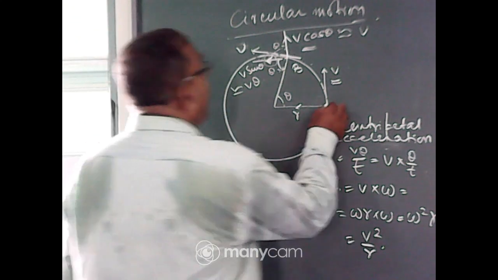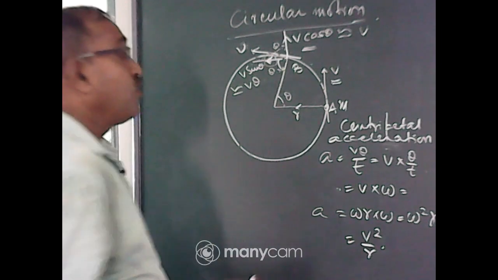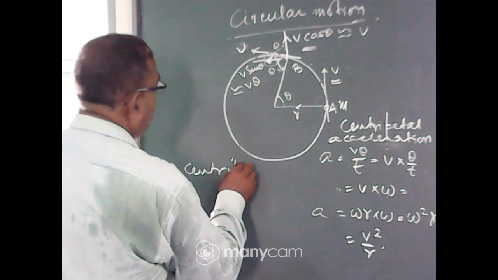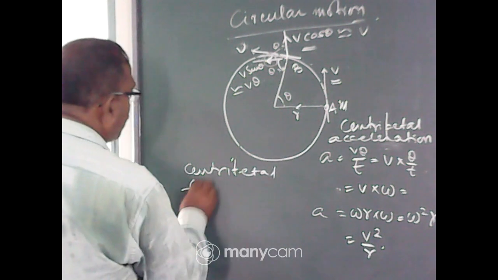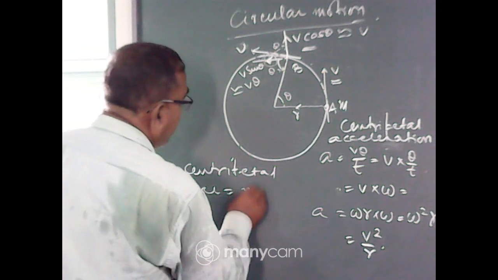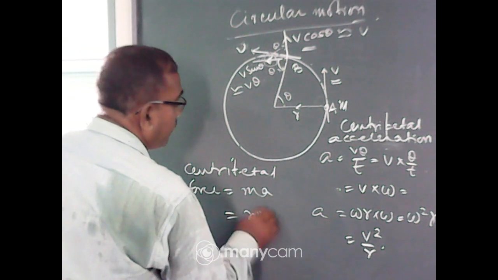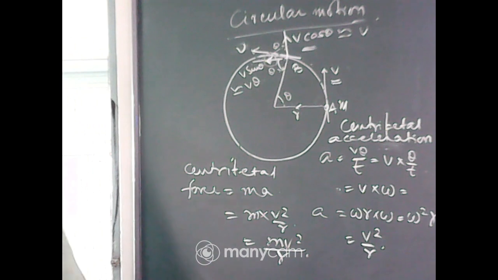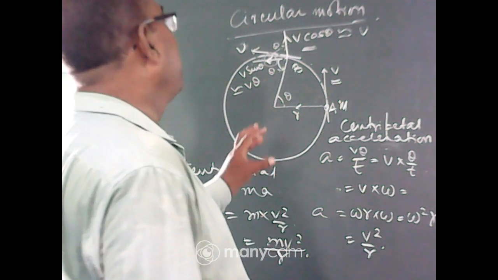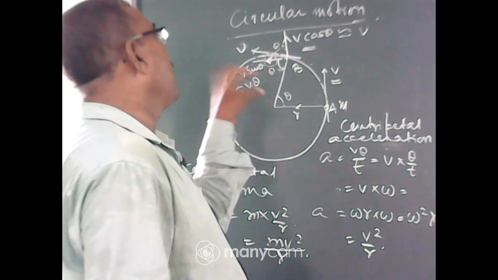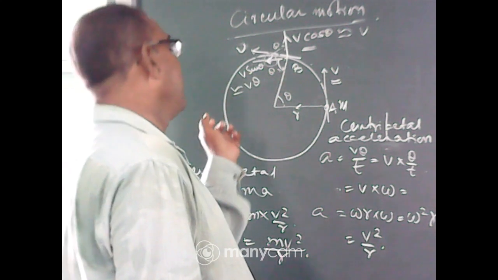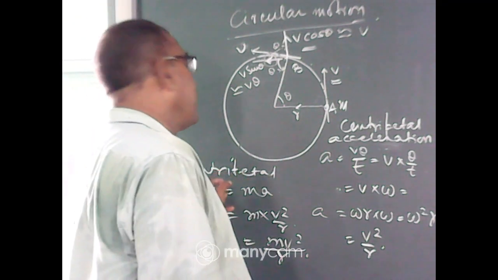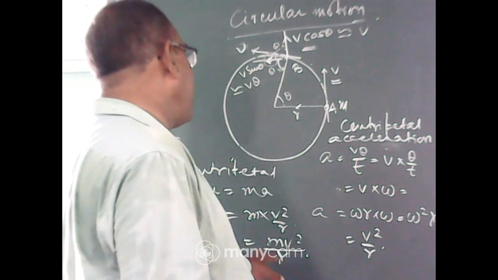If the mass of this object is m, what will be its force? That is called the centripetal force. That value will be m into a, that is equal to m into v square by r, equal to m v square by r. So, my dear student, due to the rotation along the circular path, a force is created towards the center. That force is the centripetal force. The value of the centripetal force equals m v square by r.